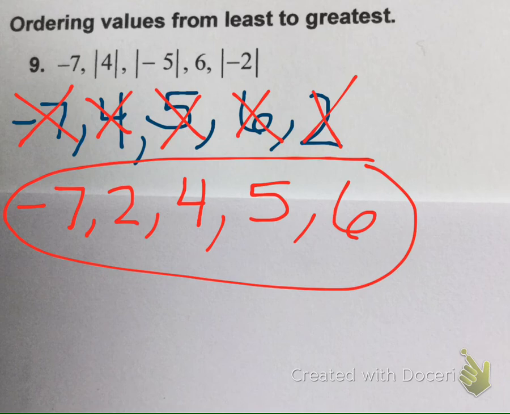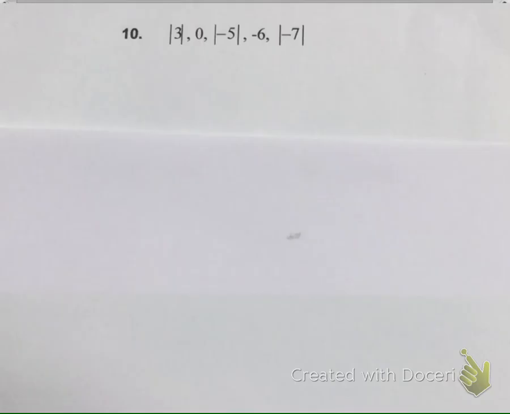Okay? If you'd like to give number 10 a try, pause the video and do it yourself, or I'm going to do number 10 with you right now. Okay, we have the absolute value of 3, which would be how far away is 3 from 0? That would be 3. We have the number 0. We have the absolute value of -5. How far away is -5 from 0?